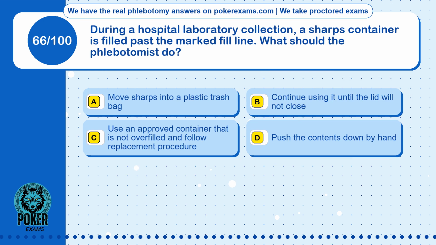Question 66. During a hospital laboratory collection, a sharps container is filled past the marked fill line. What should the phlebotomist do? Option A, move sharps into a plastic trash bag. Option B, continue using it until the lid will not close. Option C, use an approved container that is not overfilled and follow replacement procedure. Option D, push the contents down by hand.